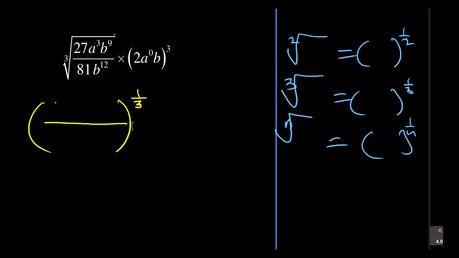I'll write 27 as 3 cubed. You told me that. And then the letters are the same: a cubed, b to the 9. And then 81, you say it is 3 to the 4, and then b to the 12. Right.